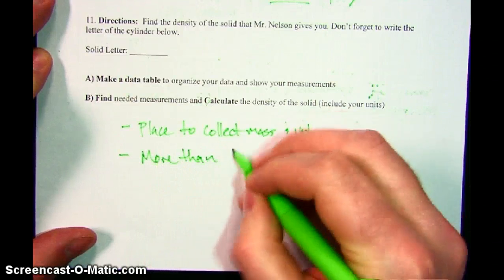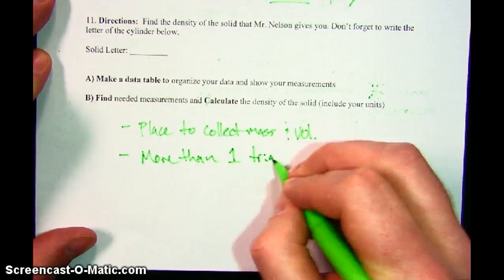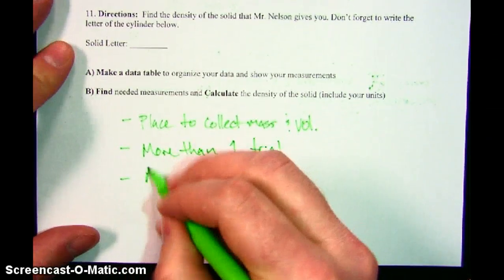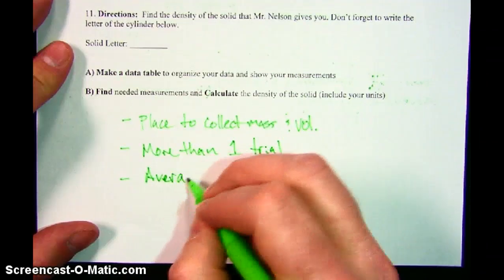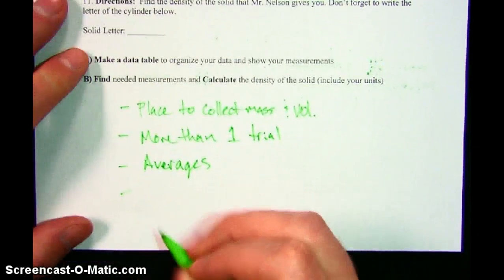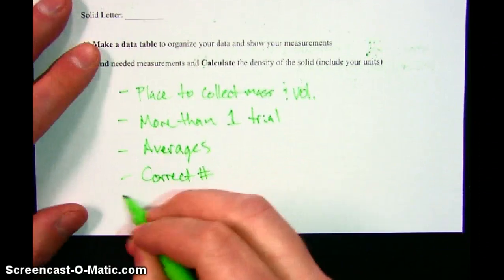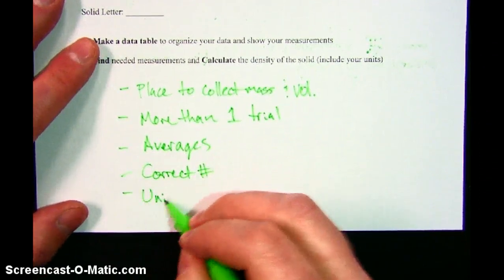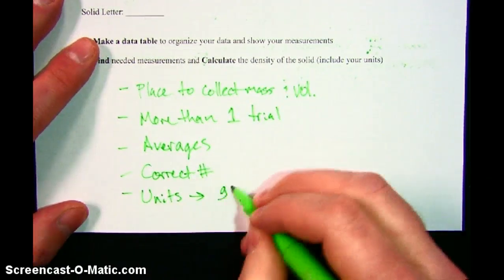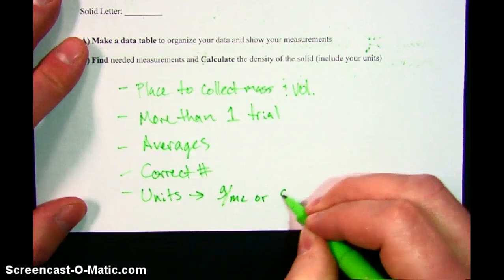Even if it was just 2, that was the second point. The third was if you had a place to collect averages or calculate averages. The fourth was if you had a correct number for your density, or at least close enough. And the final one was for units, and that could have been either in grams per milliliter or grams per centimeter cubed.